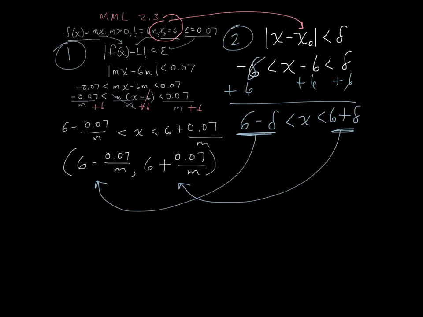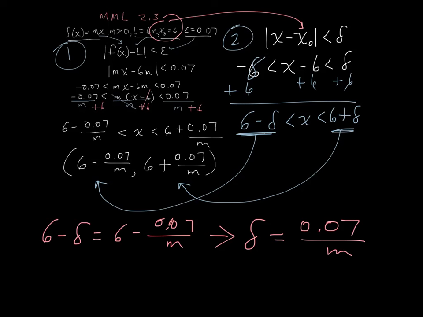I set this equal to the lower value, this equal to the upper value, and I solve for delta. So I'm going to have 6 minus delta equals 6 minus 0.07 over m, or as you can see, the 6's are going to cancel, and I'm going to end up with delta equals 0.07 over m.